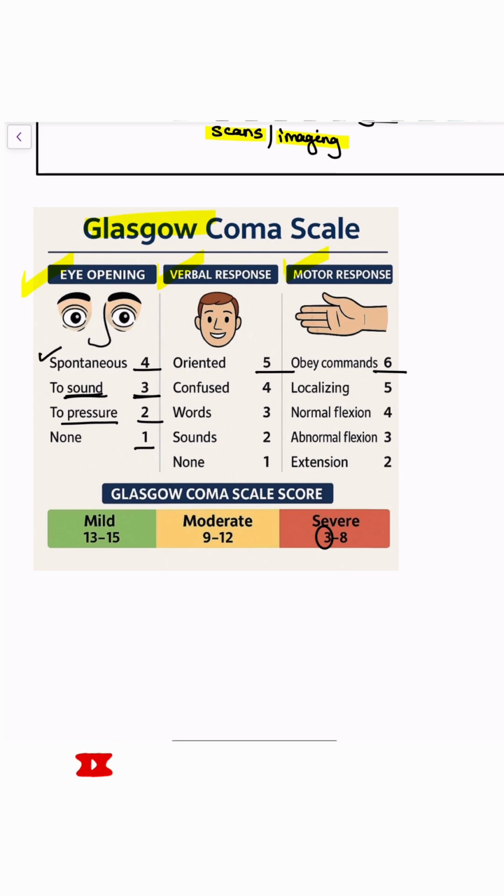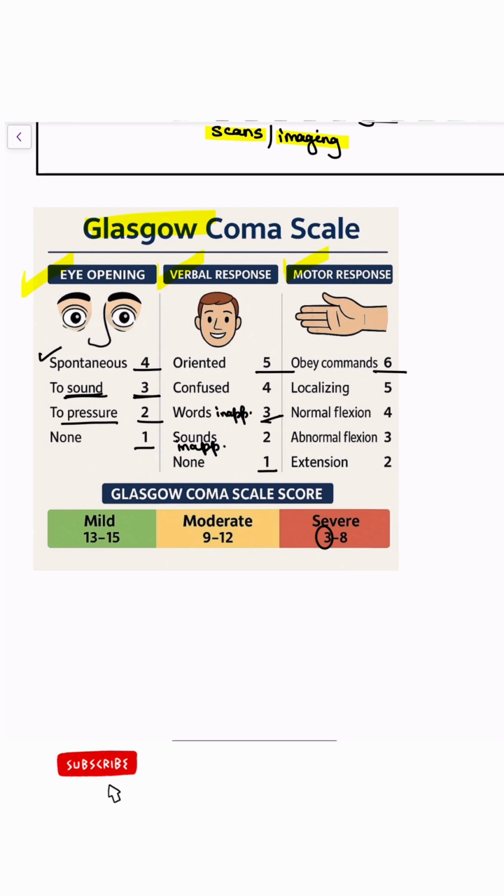Then we have the verbal response. If there is no response present, then we give the score of 1. If there are inappropriate sounds like ah, oo, then we give the score of 2. If there are inappropriate words, it means if I ask the patient what is your name, but the patient says car, bus, then it is irrelevant to the question I have asked. So it is known as inappropriate words. We give the score of 3.